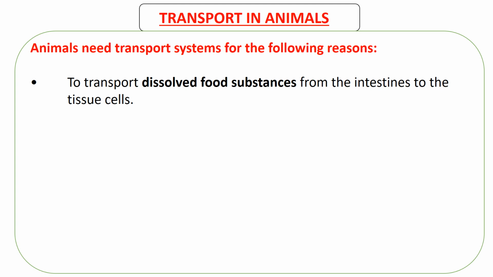So once the food is digested and absorbed, it has to be taken to other tissue cells that need that food. Remember when we were studying the small intestines, we talked about the blood capillaries. Those do the job of transporting from the intestines to the other parts of the body.